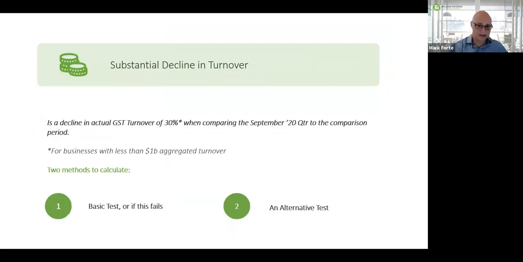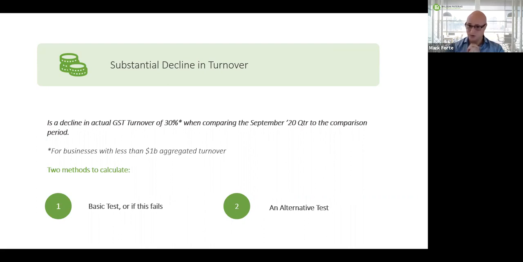But before we do that, what is a substantial decline in turnover? So what it says here is a decline in actual GST turnover, we'll go through that definition a bit later, of 30% when comparing the September 2020 quarter to the comparison period. And that 30% is for businesses with less than $1 billion in aggregated turnover. If the aggregated turnover is more than $1 billion, then the substantial decline in turnover is 50%.